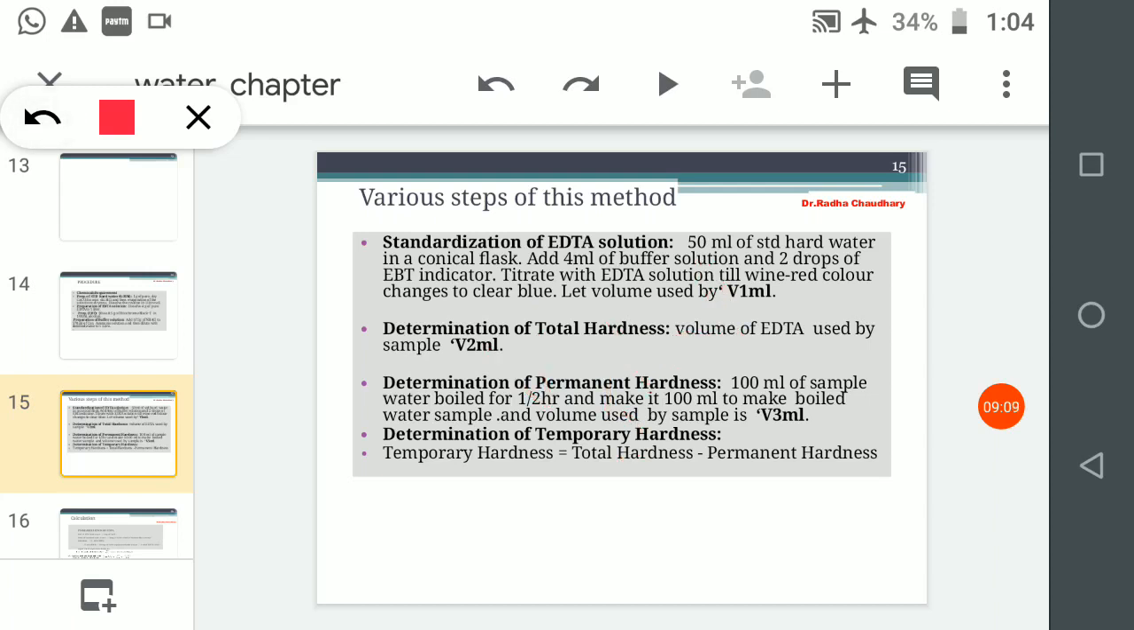Then the determination of temporary hardness. Temporary hardness can be found out by subtracting the permanent hardness from the total hardness, because total hardness means permanent hardness plus temporary hardness.